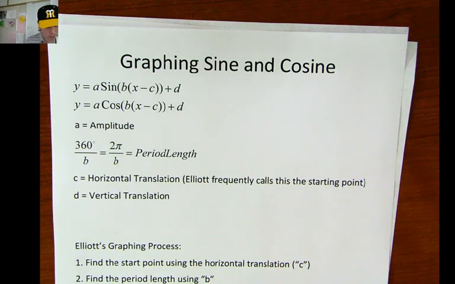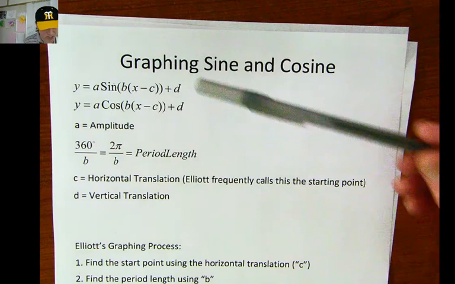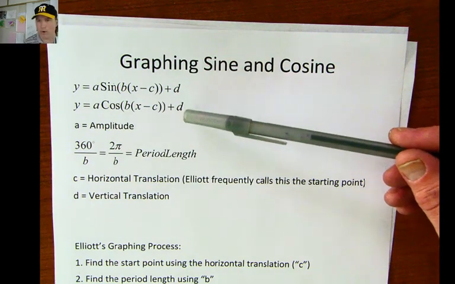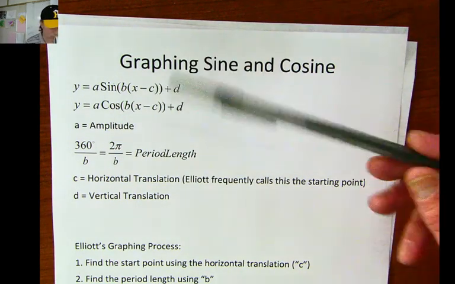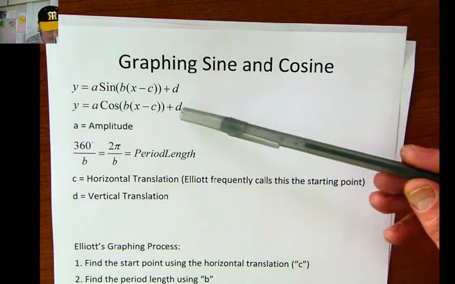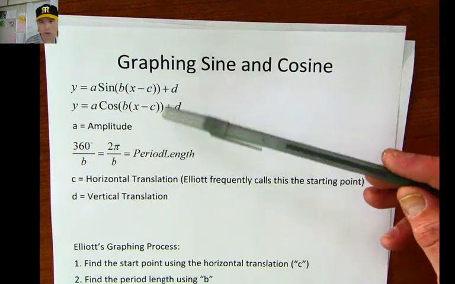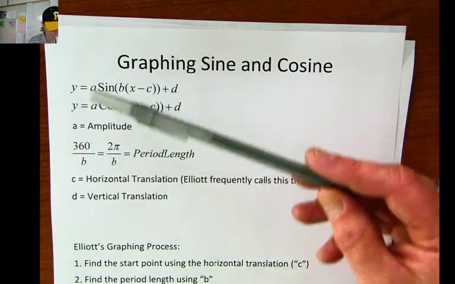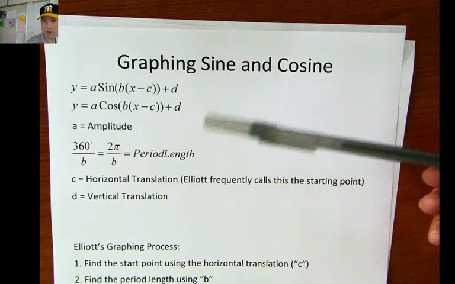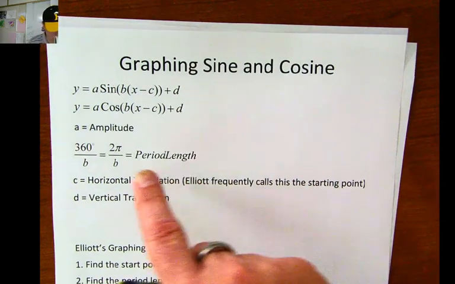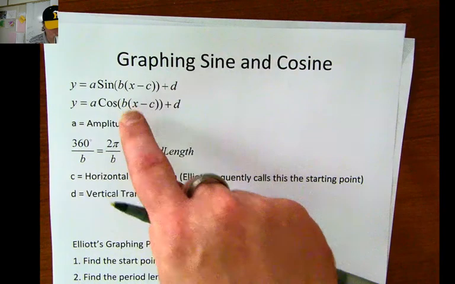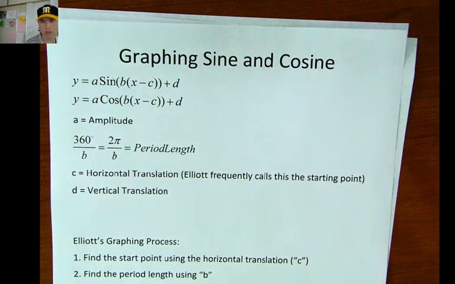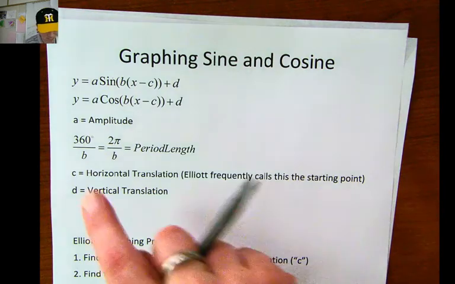Anyway, before getting into graphing these more complicated equations, just to review, these are the two forms of the equation, the form for sine and the form for cosine. No matter which one you're using, A always stands for amplitude. You can find the period length by going either 360 divided by b or 2 pi divided by b, depending on your degrees or radians. The horizontal translation is c.